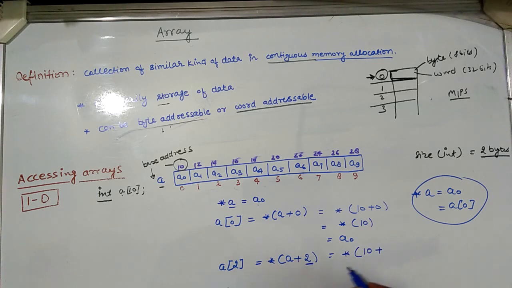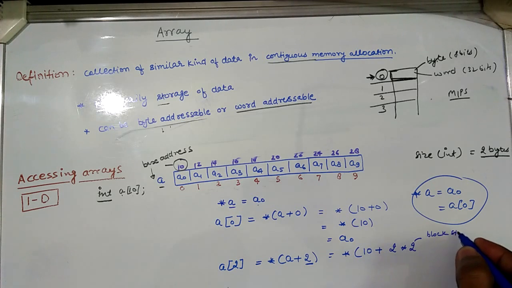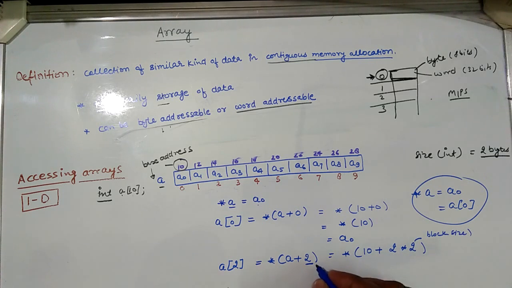2 blocks means how many bytes to be added? 2 into 2 bytes, because 2 bytes is the block size. So we need to multiply the block size with the count which is given in the index. So 2 into 2 is 4. So it is star 10 plus 4, or we can say star 14, and the value at the 14th is A2.